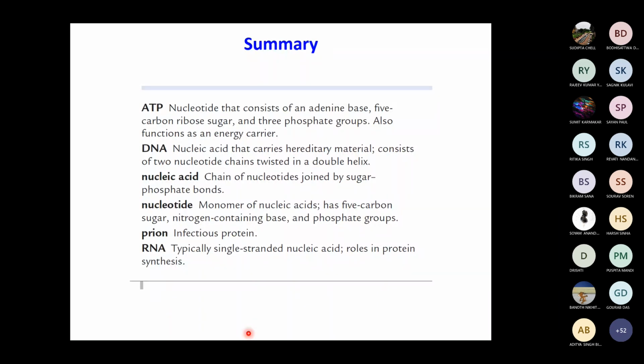DNA we discussed, this is the genetic material which consists of 2 nucleotide chains twisted in a double helical manner. Nucleic acids are many nucleotides joined together by phosphodiester bonds, and nucleotides are the monomers of nucleic acids. They have a 5 carbon sugar, which can be deoxyribose or ribose, and 1 nitrogen containing base, which can be purine or pyrimidine. Purine consists of A and T, and pyrimidine consists of G and C. That is the mistake I made. I said it and you all heard it, is GC pyrimidine?